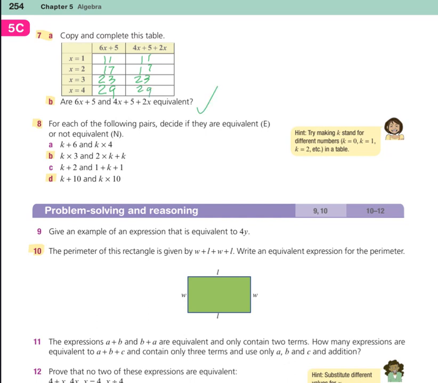For each of the following pairs, decide if they are equivalent or not equivalent. K plus 6 and k times 4, no. They will not be equivalent. K times 3 and 2 times k plus another k, that actually is 3 lots of k, which is the same as 3 lots of k. That is equivalent, so we've got to put an E. K plus 2 and 1 plus k plus 1, that's also k plus 2 when you add the like terms together, so that is equivalent. And k plus 10 and k times 10, that is not equivalent. They are different things.